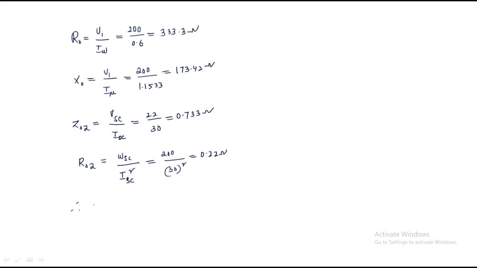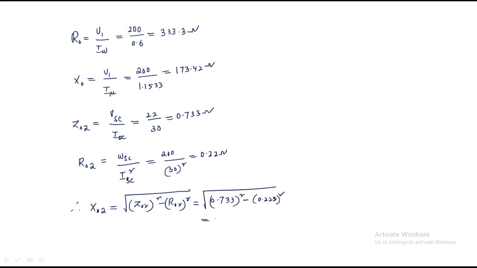Therefore, after getting Z02 and R02, you will get X02, which is equals to what? Square root of Z02 whole square minus R02 whole square, which is equals to 0.733 whole square minus 0.222 whole square, which is equals to 0.7 ohms. So, next, what is the transformation ratio, which is equals to what? E2 by E1, which is equals to 400 by 200, which is equals to 2.